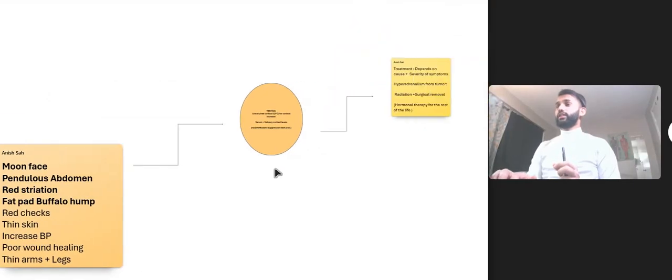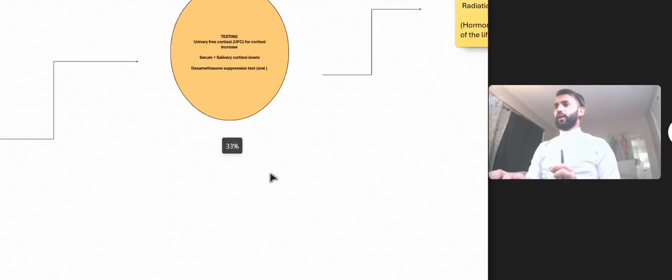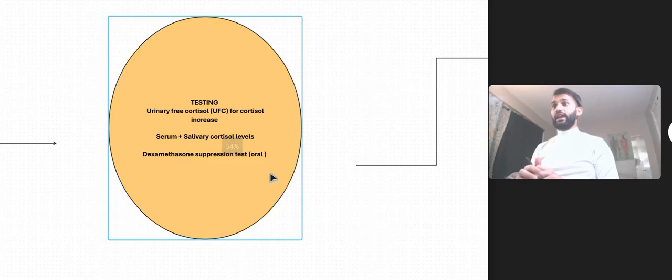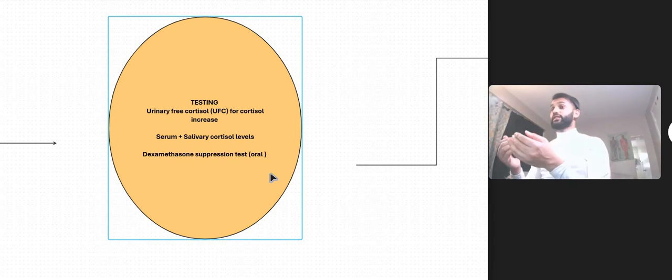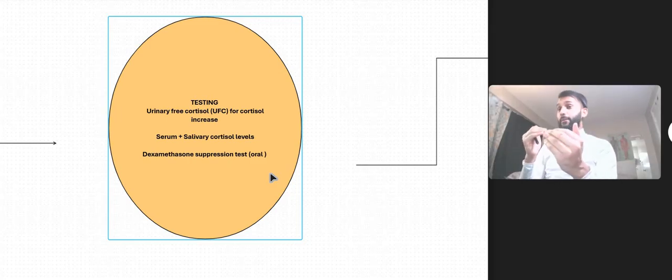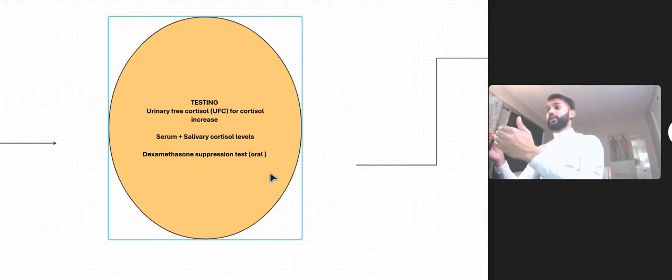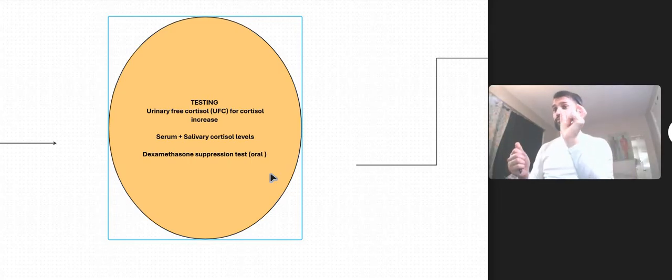Now, when we do the testing, what kind of test do we want to do? The test which we do includes urinary free cortisol for cortisol increase. We just want to see if there is too much of the cortisol in the urine. If there is increased level of cortisol in the urine, it means that there is increased production of cortisol in the blood. You can also see the increased production of cortisol in your serum, saliva, and so on.